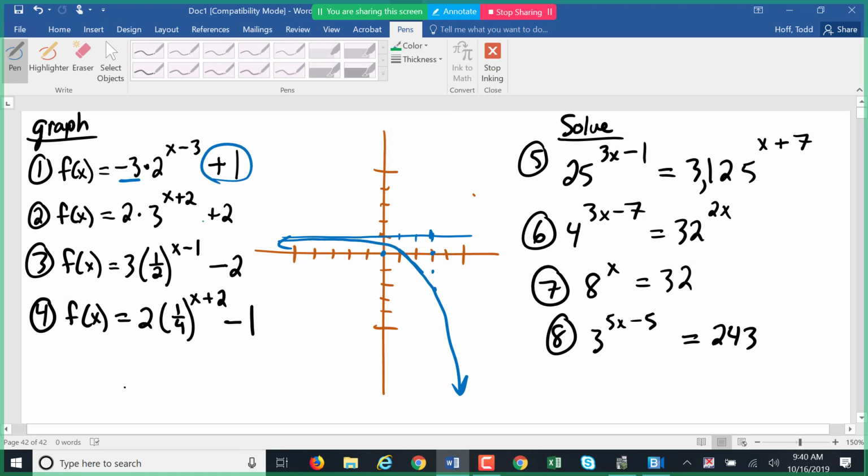The second one, the +2 means our horizontal asymptote moves up to y equals 2 instead of y equals 0. X +2, we move the opposite direction, so that means the behavior that would normally be at the vertical axis is over at x equals -2. The 2 means instead of going through 1 unit above the asymptote, it goes through 2 units above the asymptote. Our graph looks something like that.